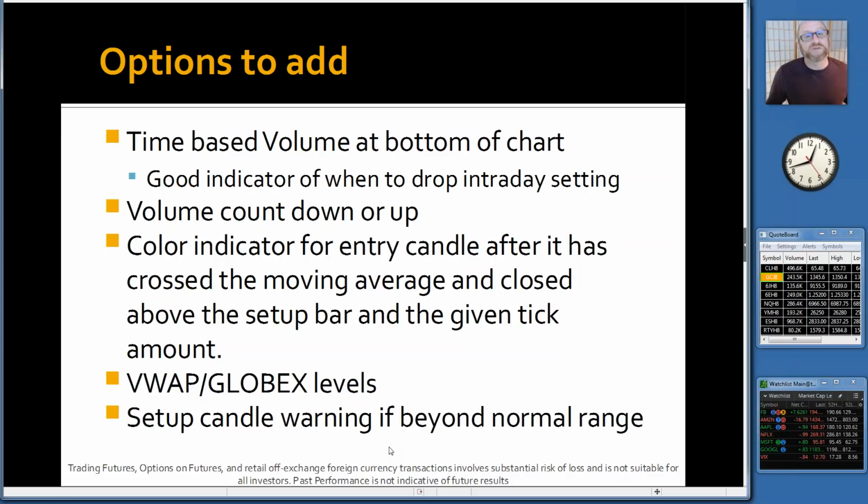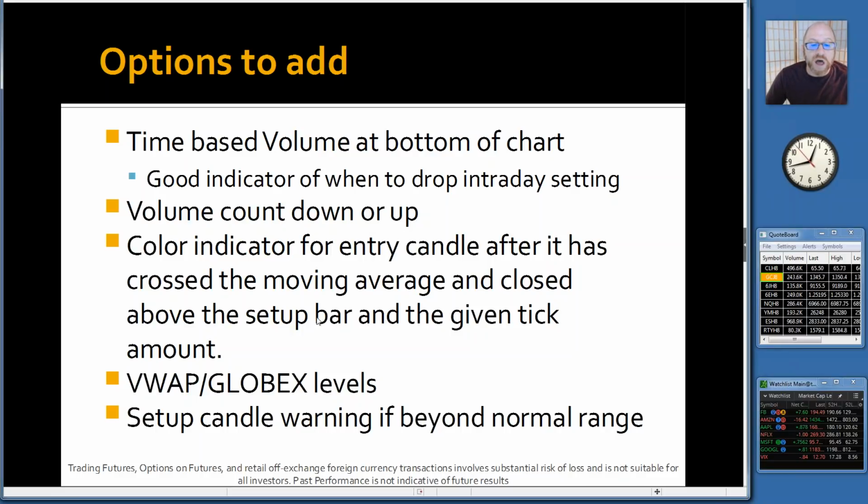All right, now there are some options. Some of you might use MACDs, RSI, CCI indicators, the variety of different indicators that you have on the Infinity platform. You have the opportunity, and I'll show you some of those, time-based volume at the bottom of the chart. A good indicator of when the intraday setting might drop. You can put a volume count down or up on the chart to say, hey, this bar is about to close. How many shares have been traded on that actual bar?